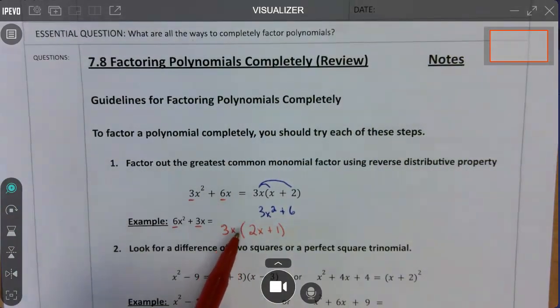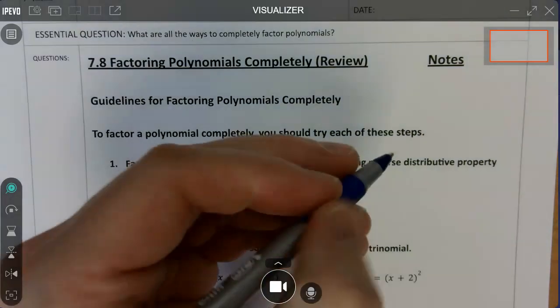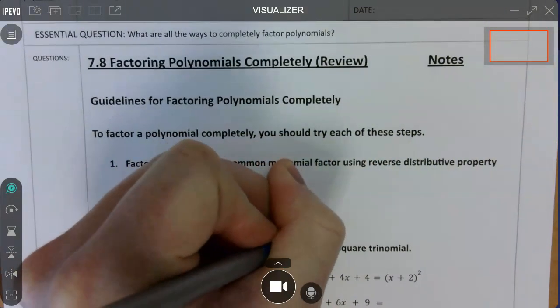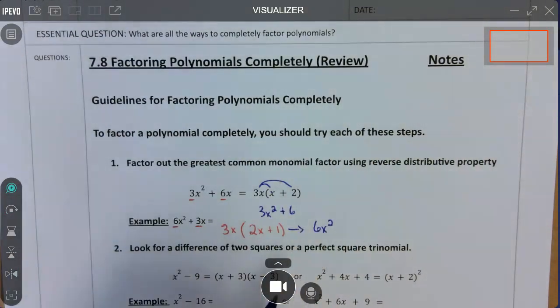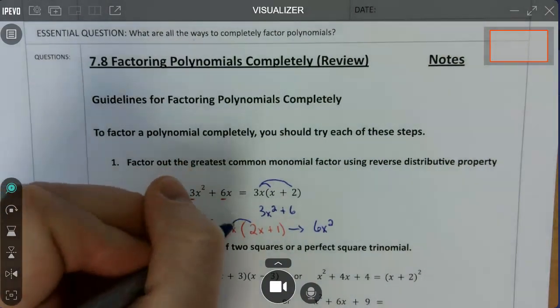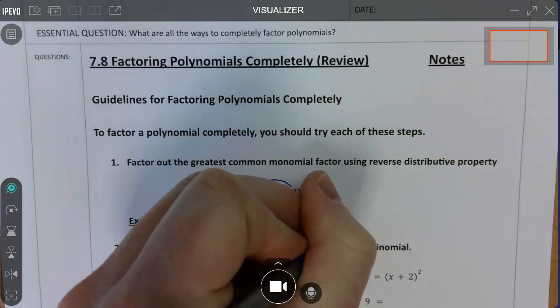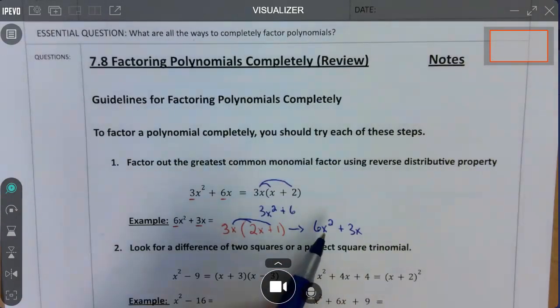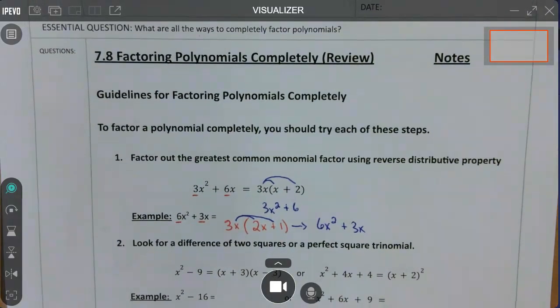So when I multiply these to check my work, 3 times 2x gives you 6x squared. Using the distributive property, the 3x times the 1 gives you 3x. So again, I'm right back to where I started, so I know that this is the correct factoring. That all has to do with finding the greatest common factor, and that's what we always look for first.